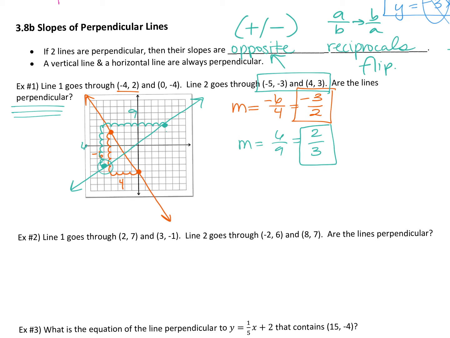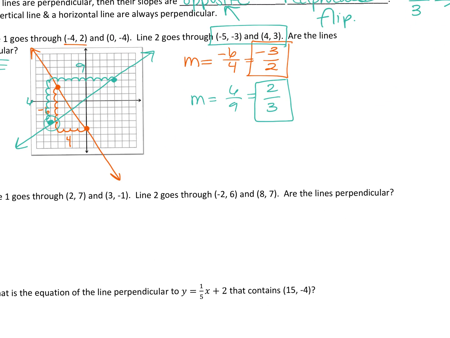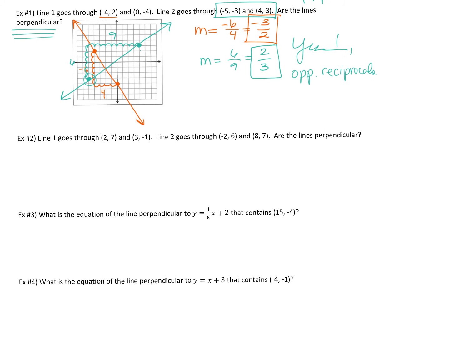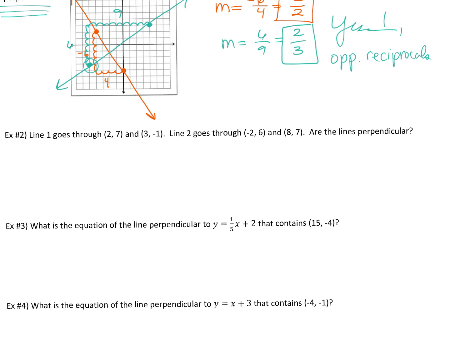Are they perpendicular? That's actually the example I gave you, huh? 2/3 and -3/2, was it? Yep, sure was. So we would say yes, they are perpendicular because they are opposite reciprocals. Right? We flipped it and we changed the sign. Okay, but now what if we don't graph it? They give us 2 lines. They give us the points for their lines. How do we tell if they're perpendicular? What do you do with that?